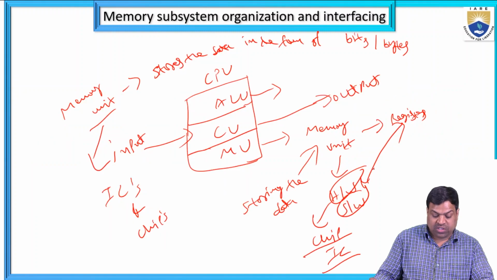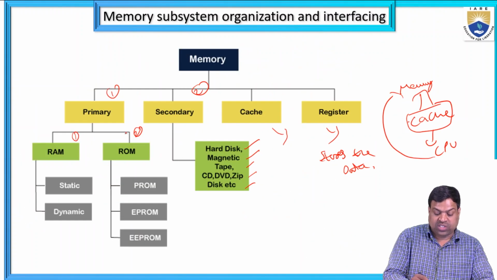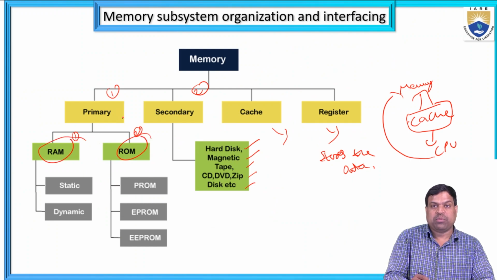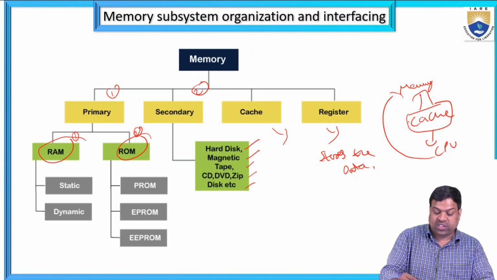Previously we discussed that ROM and RAM are the primary memories. So, primary memories mean RAM and ROM, and the secondary memory means externally connected peripherals.